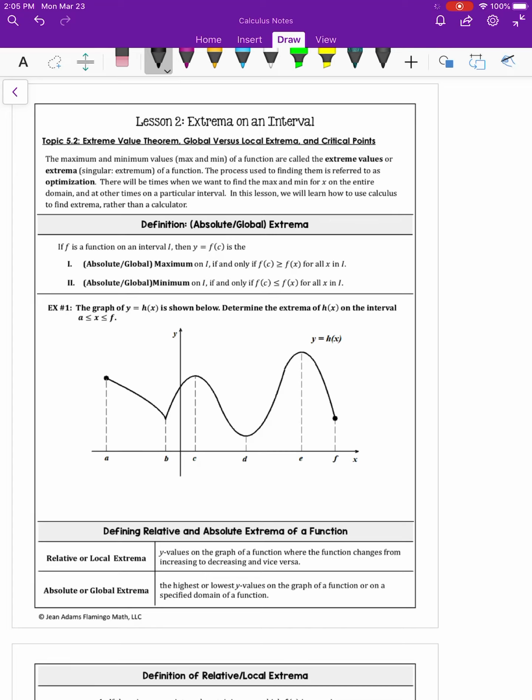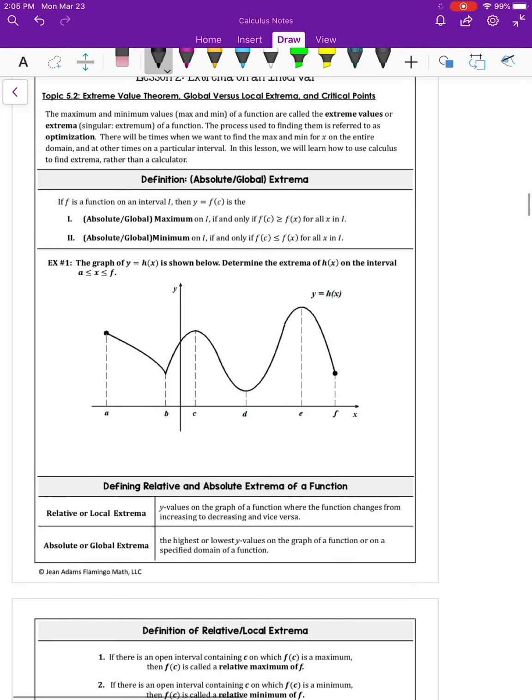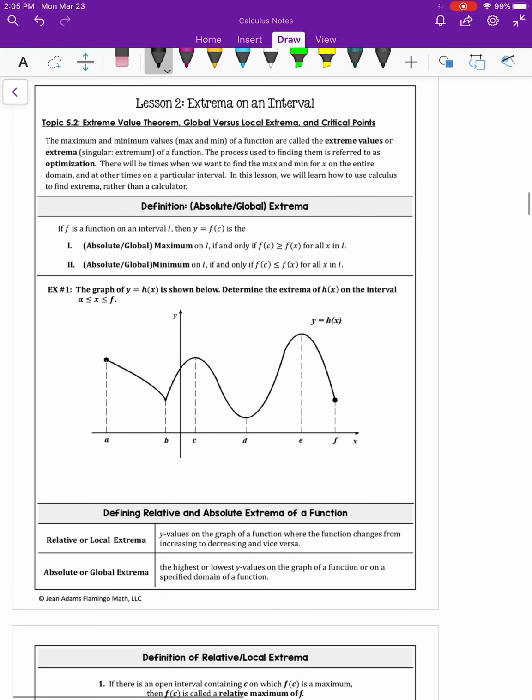This is lesson 2 from Unit 5 on Extrema on an interval. We're going to be using calculus to find extrema on an interval, meaning we're going to find the max or the min. It might be over the function's entire domain, or it might be on a closed interval. So this is how we do it.